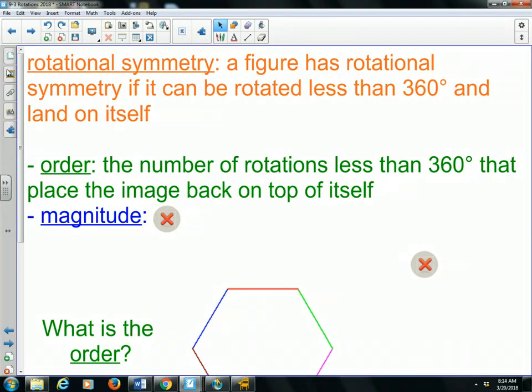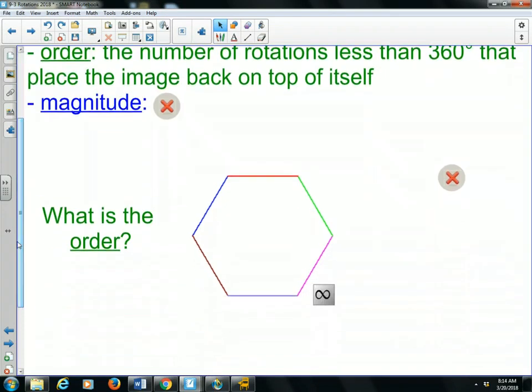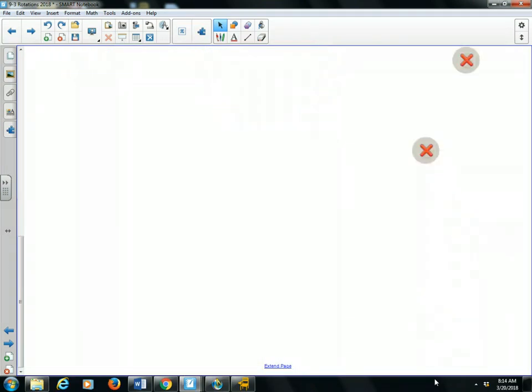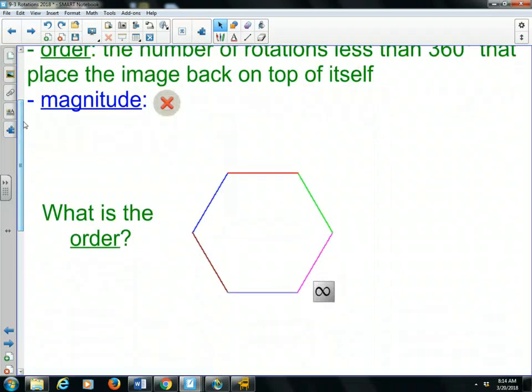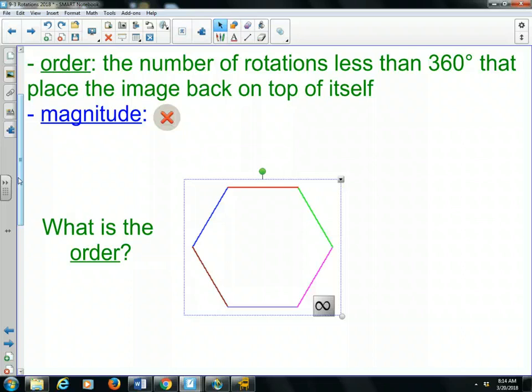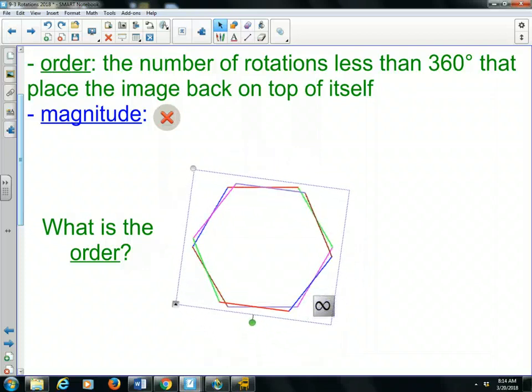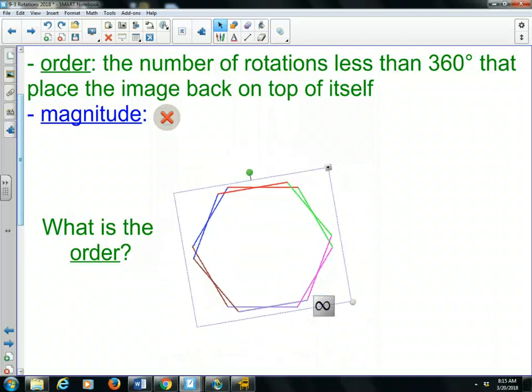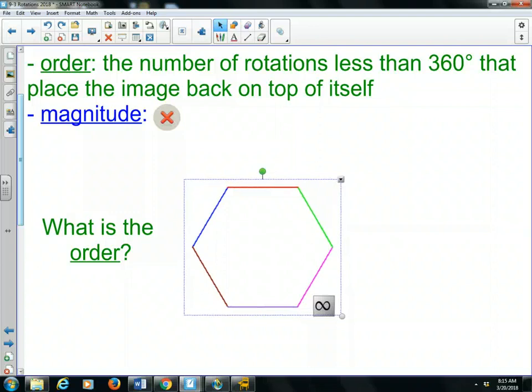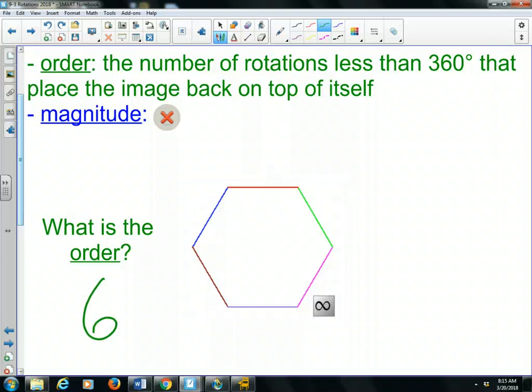The order is the number of rotations less than 360 that place the image back on top of itself. So it's basically the number of times I can rotate a figure and have it land back on top of itself. Let's take this regular hexagon again. How many times can I rotate this where it lands back on top of itself? We have 1, 2, 3, 4, 5, and then 6 puts it right back to where it was, right? So for this one, the order is 6. Any regular polygon will have the same order as it has sides. So an octagon can be rotated 8 times, a regular nonagon 9 times. Whatever a regular polygon has for sides, it has the same order. It can be placed on itself that many times.